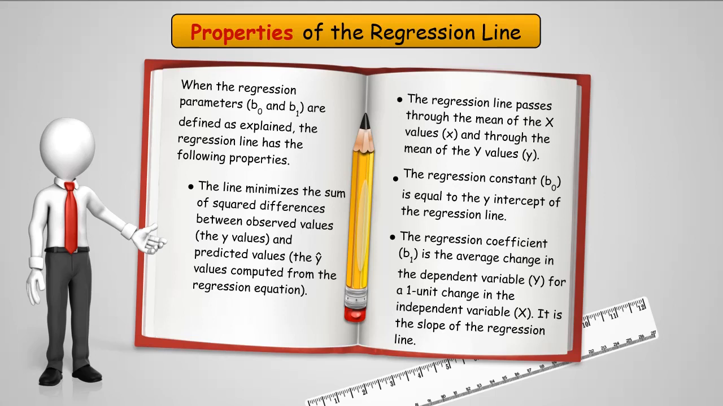The regression constant is always going to be the y-intercept. The regression coefficient is always going to be the average change in the dependent variable per unit of the independent variable. In other words, the slope of the line.